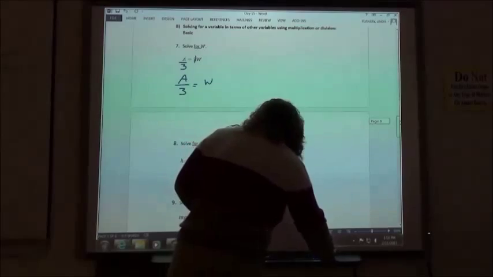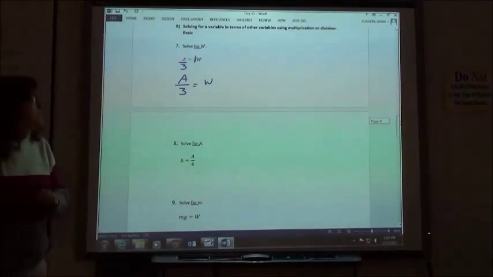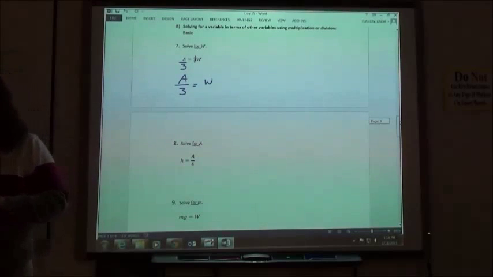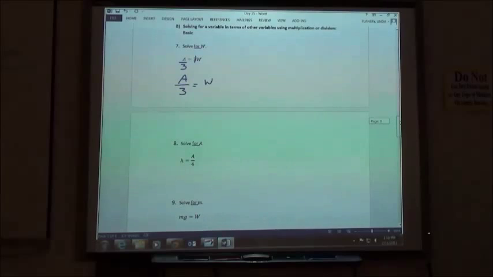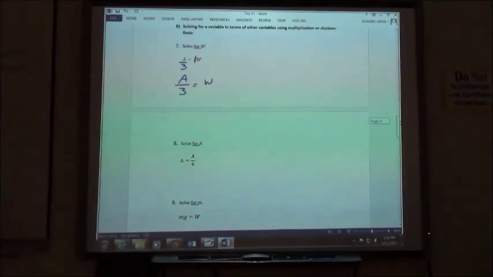So number 8. How about the fraction way that you do your division? Do they want us to do it that way too? They're not going to put a division sign, you have to do it as a fraction. Oh, okay. So that's what we did anyway, except for when we had fractions. So number 8 has h equals a over 4.